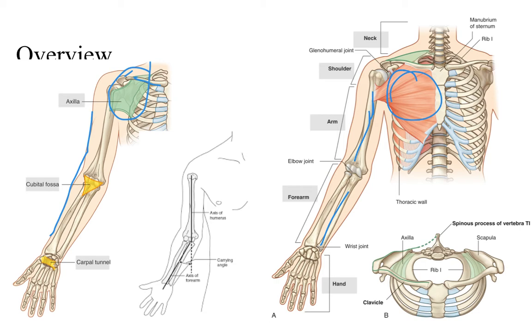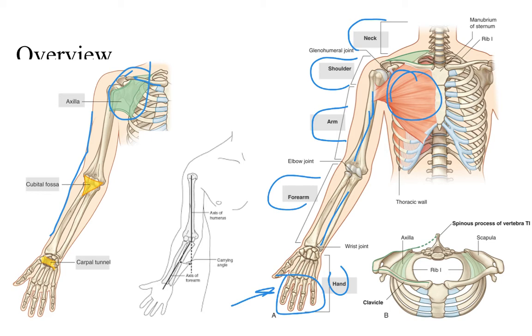So groups that we'll be talking about: the neck, the shoulder, the arm, forearm, and then the hand and the phalanges or digits. And remember, when we're talking about the phalanges, these are going to be our manual phalanges as opposed to our pedal phalanges, which we saw with the feet.